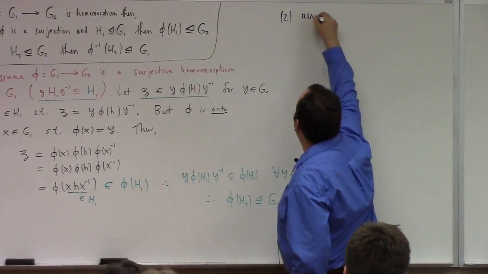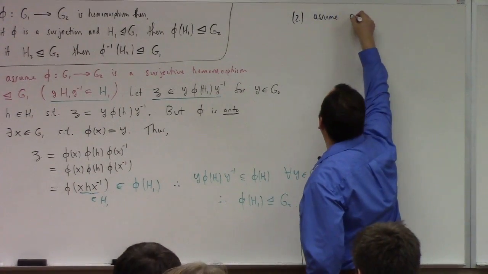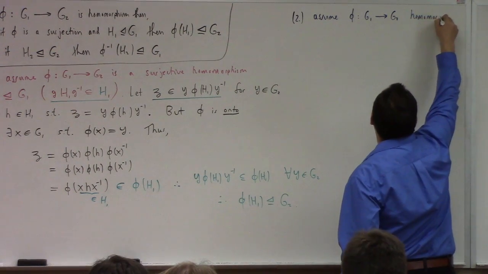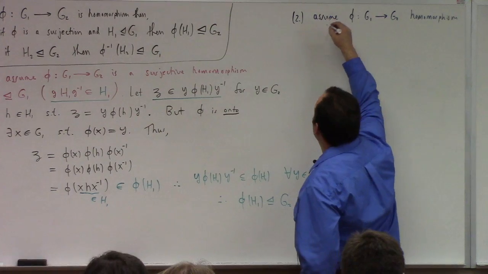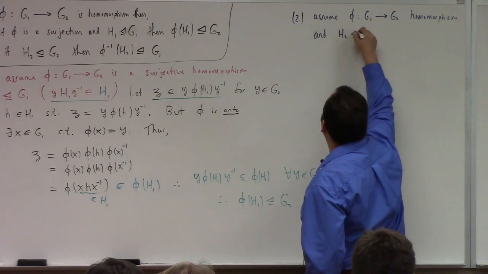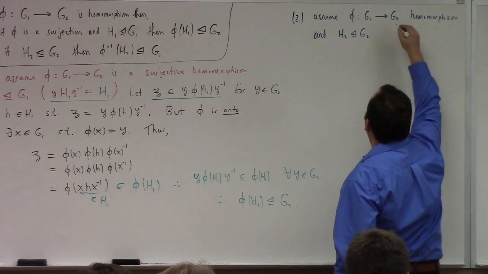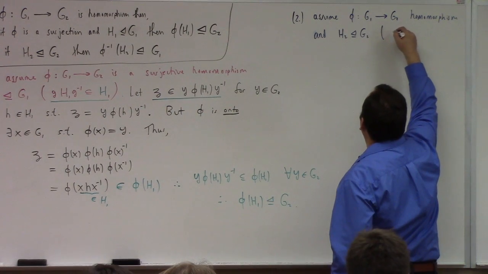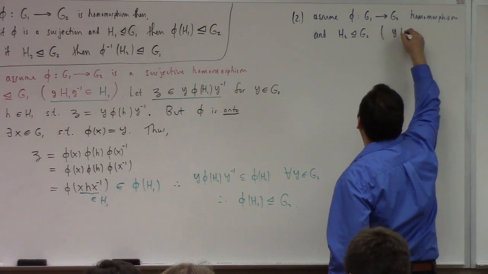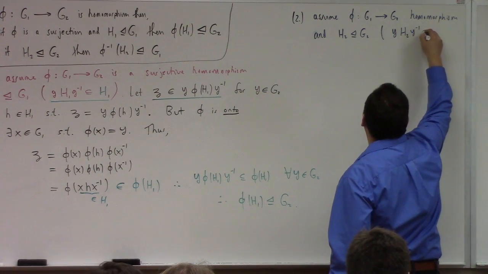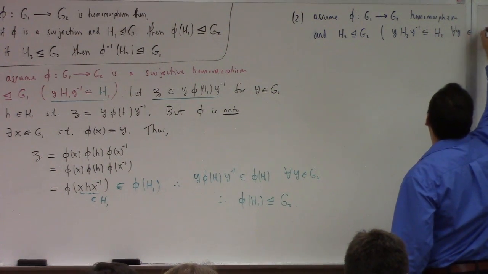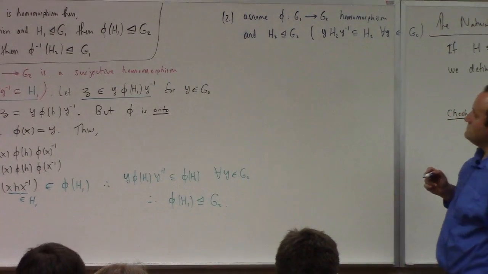So I'll assume, again, assume phi is a homomorphism. That's interesting. And what else do I assume? And H2 is a normal subgroup of G2, right? Which means what? That means that, let's see here, y H2 y inverse is a subset of H2 for all y in G2, right? That's normality of H2.